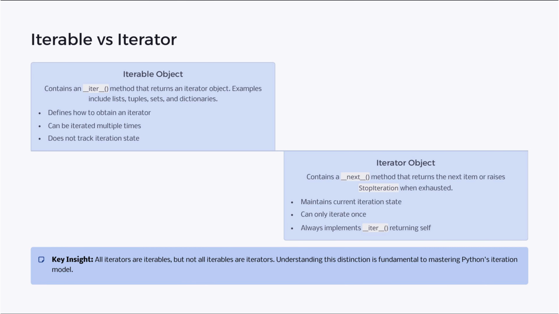tracking state. In contrast, an iterator object with a __next__() method maintains its current state, iterating only once. Crucially, all iterators are iterables, but not all iterables are iterators.